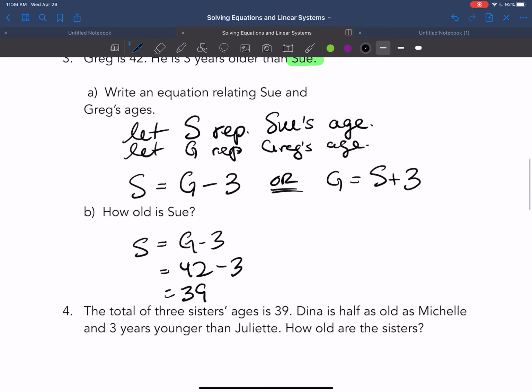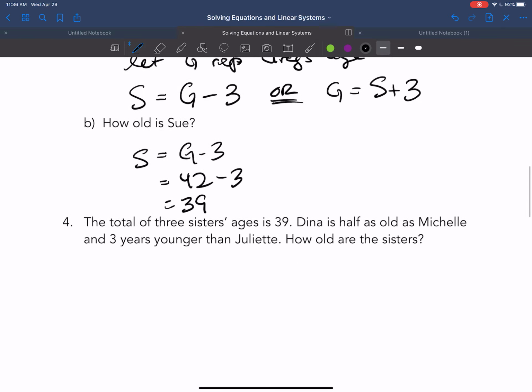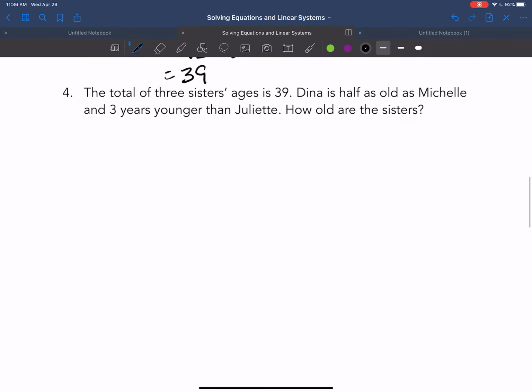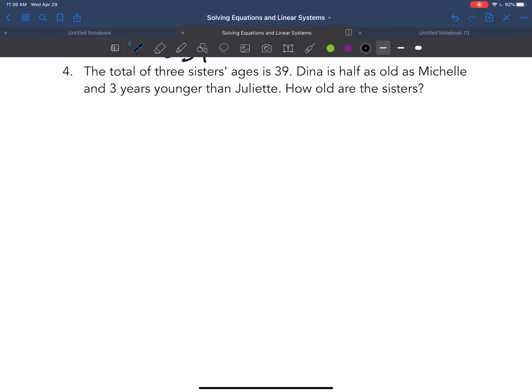Now, the next one is harder. So it's going to take a minute. You might want to pause the video and just read the question over. Try to understand it before I go into it. The total of 3 sisters' ages is 39. Dina is half as old as Michelle and 3 years younger than Juliet. How old are the sisters?